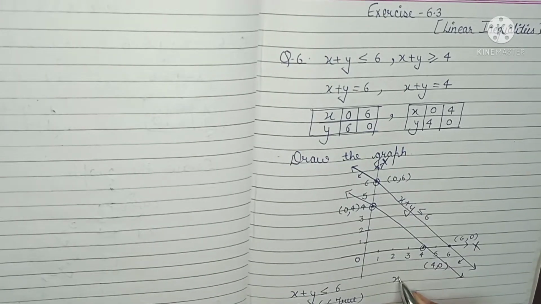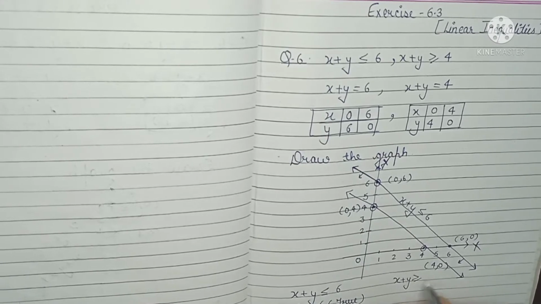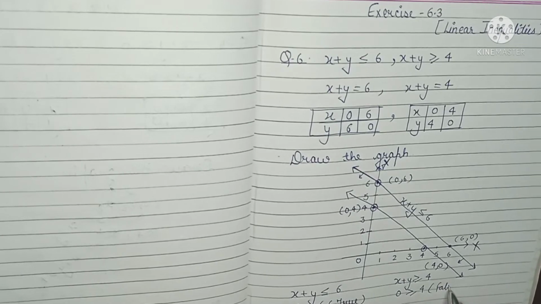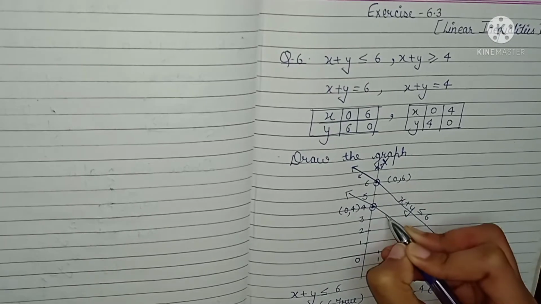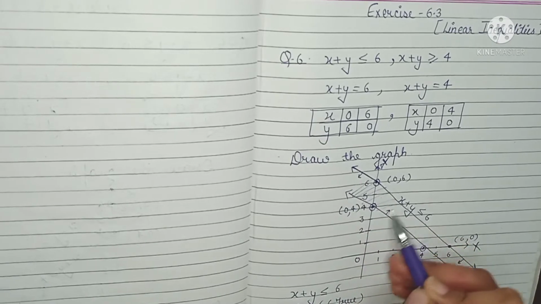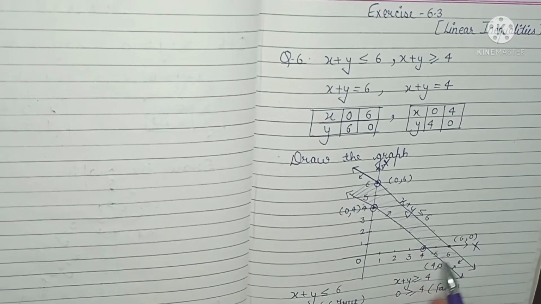And for the second given inequality, x plus y is greater than or equal to 4. 0 is greater than or equal to 4. False. It means the shaded region is away from the origin. So common shaded region is where? This one is your common shaded region.